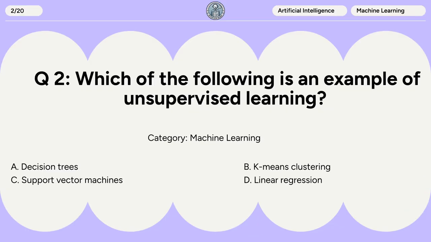Question 2. Which of the following is an example of unsupervised learning? A. Decision trees. B. K-means clustering. C. Support vector machines. D. Linear regression.